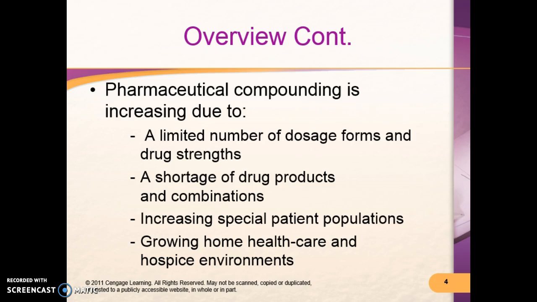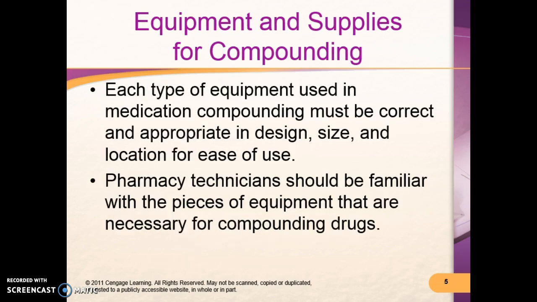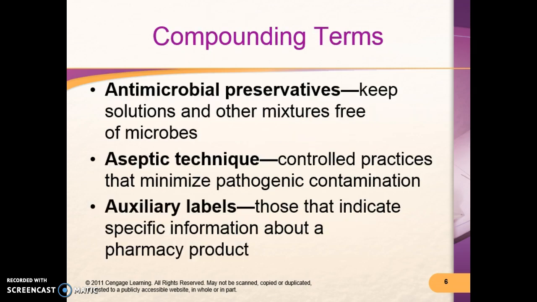Some of the things that you're going to be looking at is the equipment. You have to make sure that you're using the right type of equipment when you are compounding, so you need to make sure that you're very familiar with that. One of the other terms that you're going to want to make sure that you really understand is aseptic technique. Aseptic technique is what we use to make sure that we minimize any type of contamination. That is everything from hand washing to wearing gloves to using the right kind of tools. All of those things are part of aseptic technique.